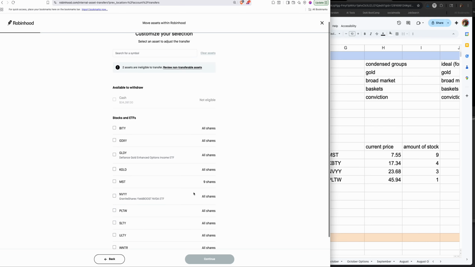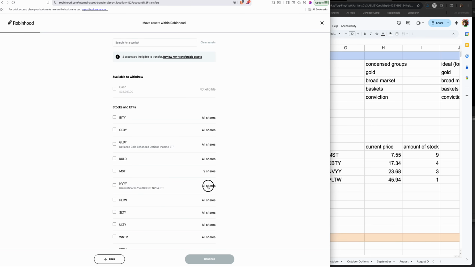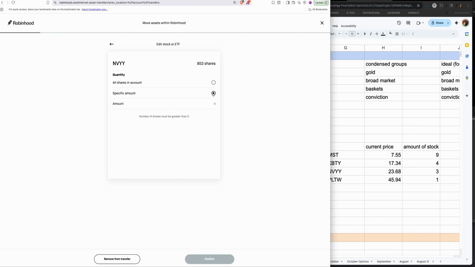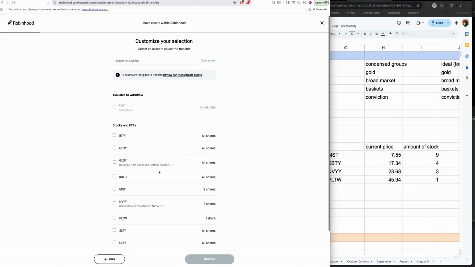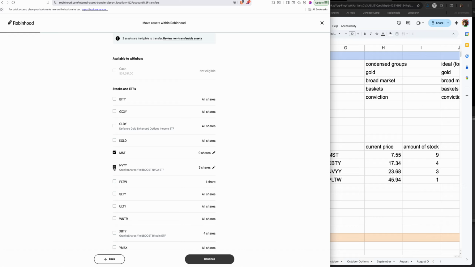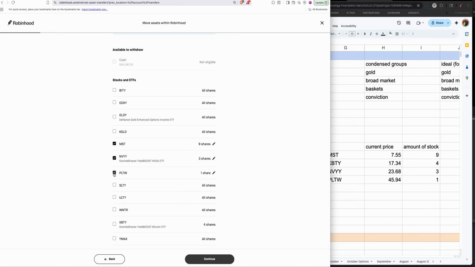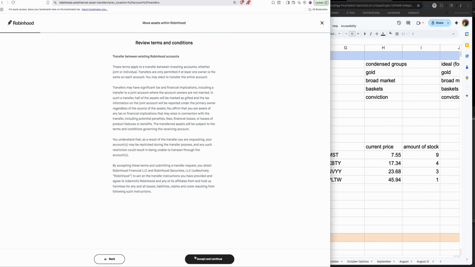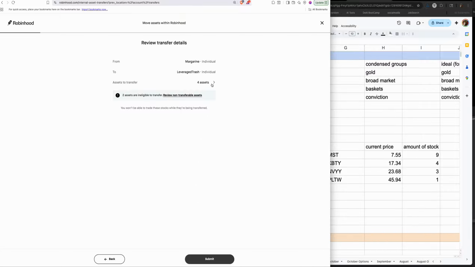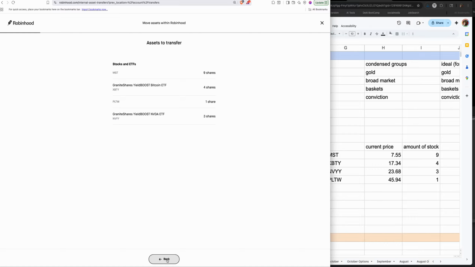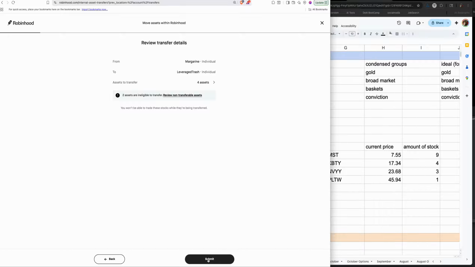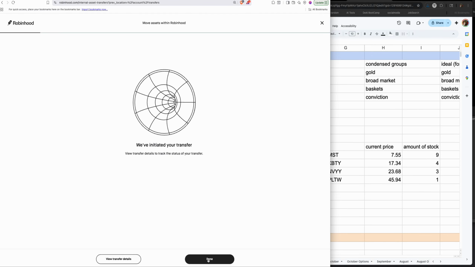Confirm. And then we have NVYY, which is 3 shares, and then PLTW, which will be 1 share. Confirm. And now we just have to go through and say 9 shares, 3 shares, 1 share of that, and 4 shares of this. Continue. We're accepting that to continue. We have assets. We can go there, check it out, make sure we're not accidentally doing all of them again. So we are doing that.